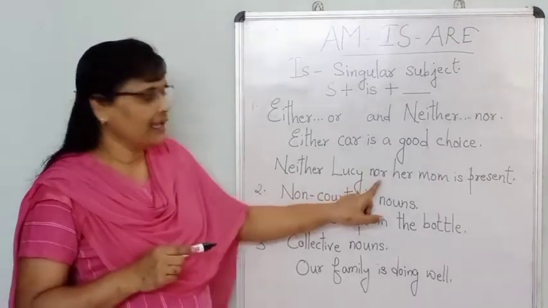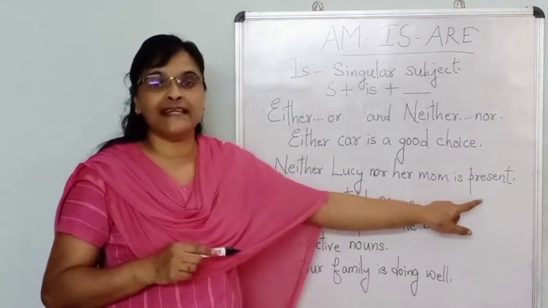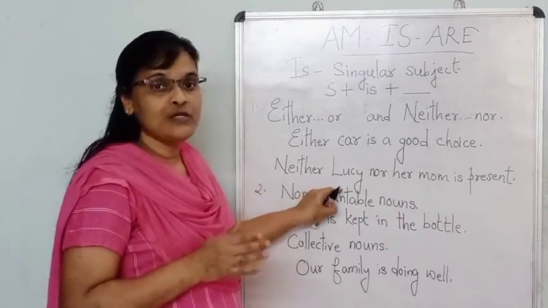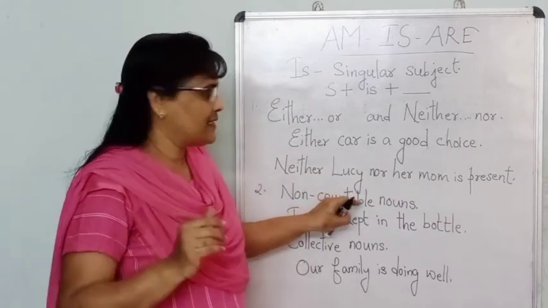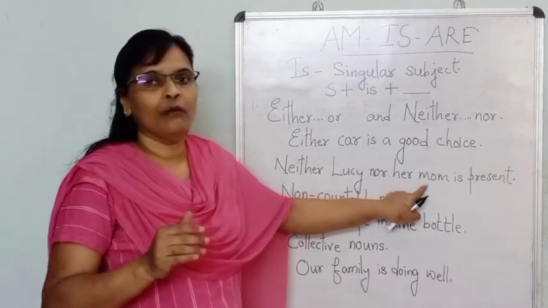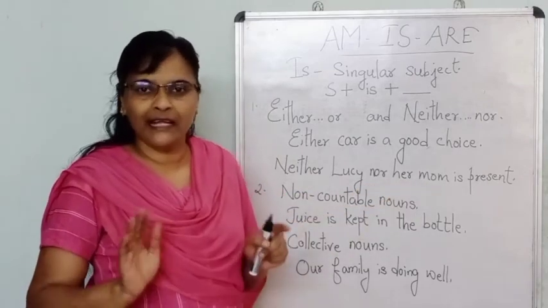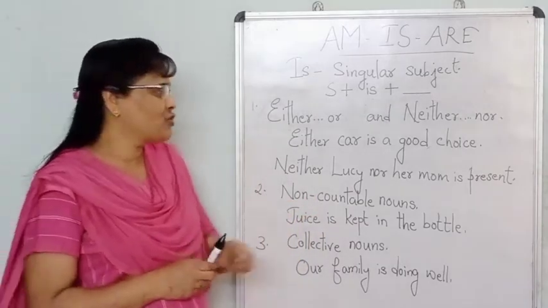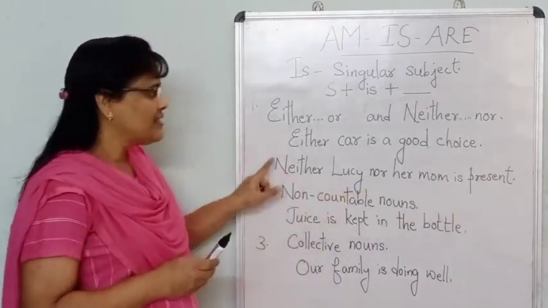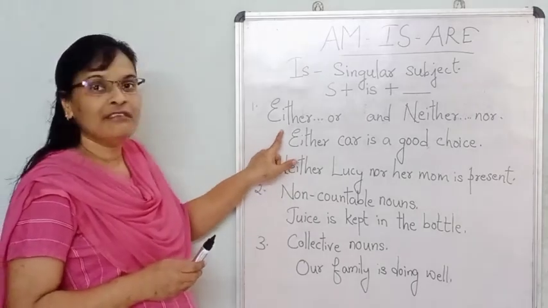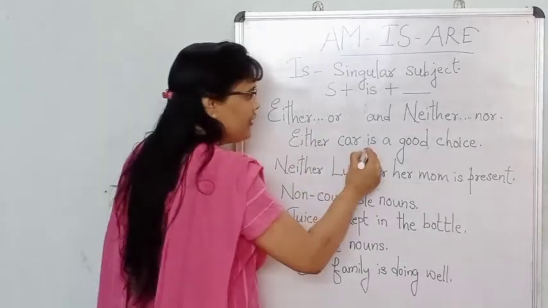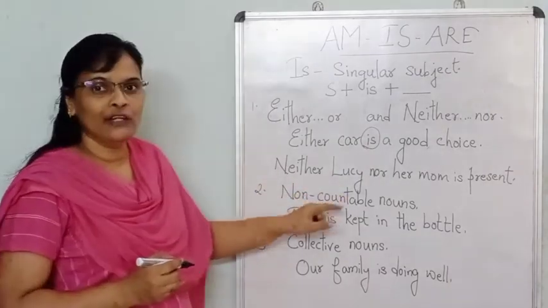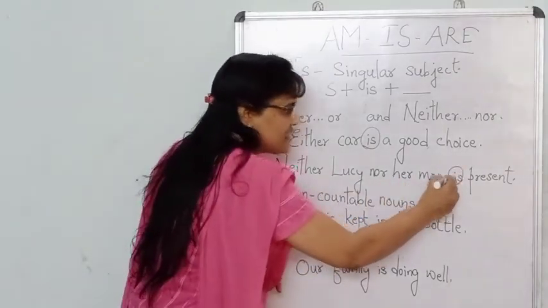Now let's look at the next example. Neither Lucy nor her mom is present. Here also, neither Lucy, that means Lucy was not present, nor her mom was present. That means no one was present. In such case also we have to put is here. So is this clear? Whenever we use either or, use is, and whenever we use neither nor, use is.